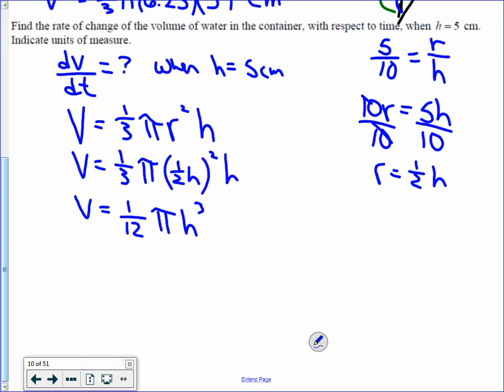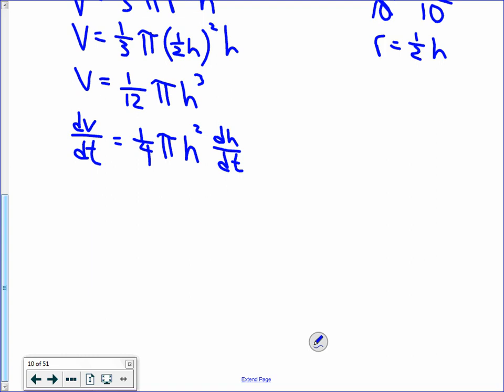Now we're on easy street. Because remember, we have the dh/dt, we want dV/dt. See that? All right, so let's go ahead and differentiate. So dV/dt equals, if you multiply 3 by 1/12, what do you get? 1/4. So we have 1/4 pi h squared dh/dt. Nice. Okay. Now it's just plug and chug.